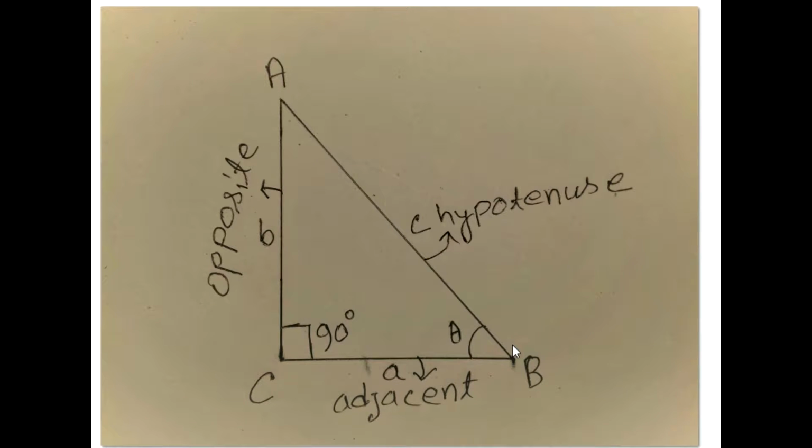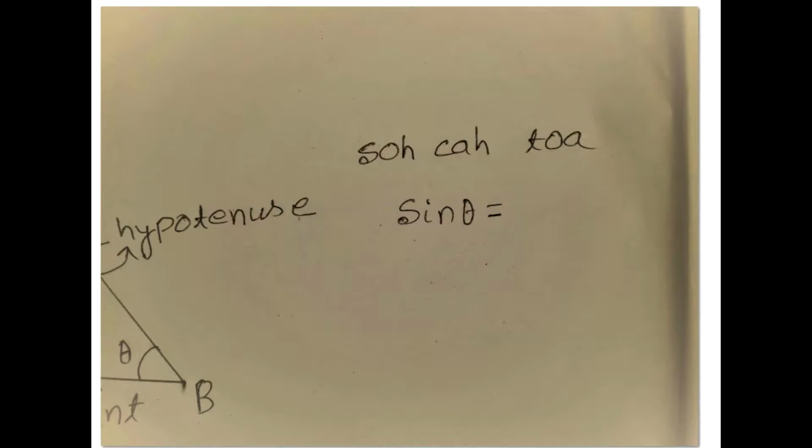Now let the angle ABC be theta. Then the side opposite theta is called the opposite, so the opposite is b. The other side associated with the 90 degree angle is called the adjacent, and the side opposite the 90 degree angle is called the hypotenuse. So it is clear. Before going to Pythagoras theorem, we will calculate sin theta and cos theta, and we know the formula SOHCAHTOA, so we will use that.